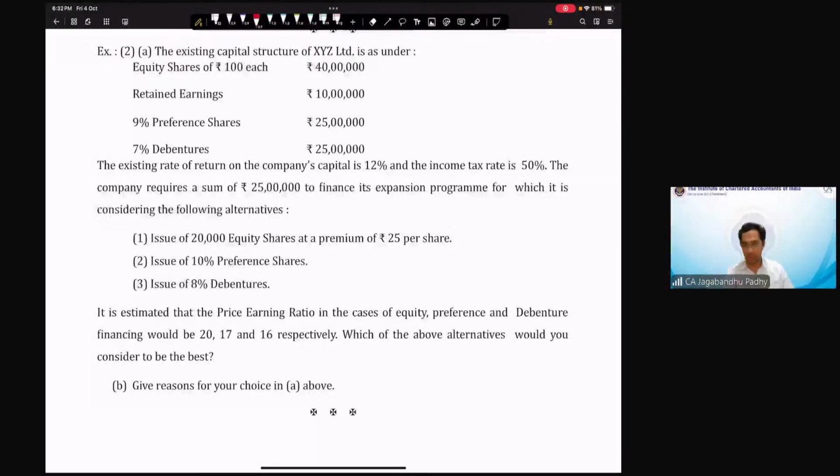Okay. Srini has completed CFA level 2. When did you clear, Srini? CFA level 2.